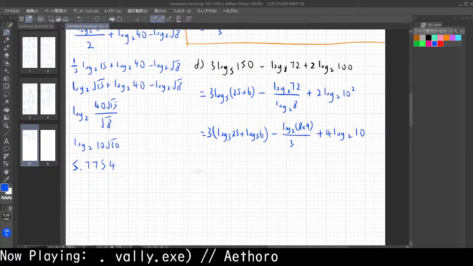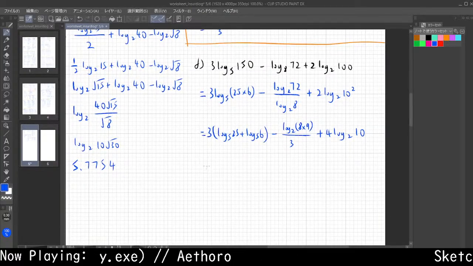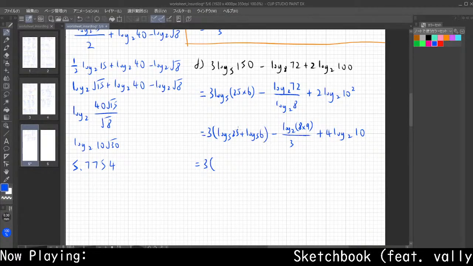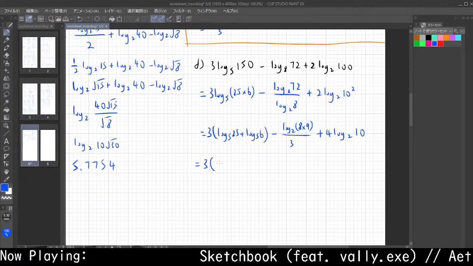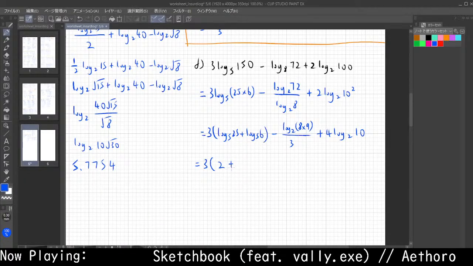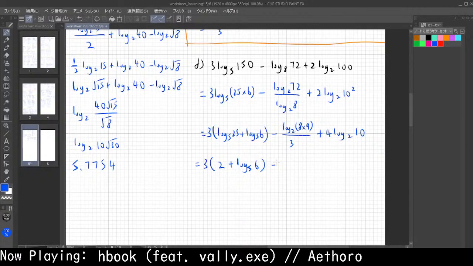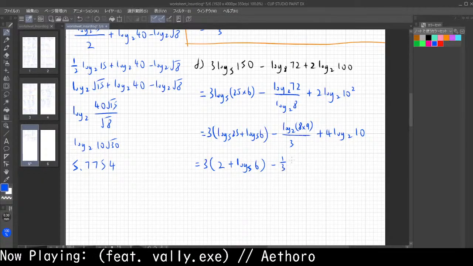Okay, let's try to simplify this into the simplest form possible before we just run to the calculator. Log base 5 of 25 is 5 squared. The square you can bring to the front, log base 5 5 disappears, so this is straight up just 2. Log base 5 6 you can't simplify anymore. This just stays here. 1 over 3.